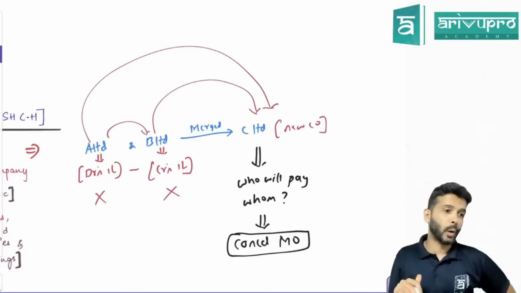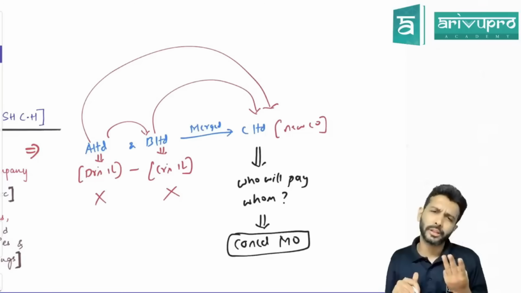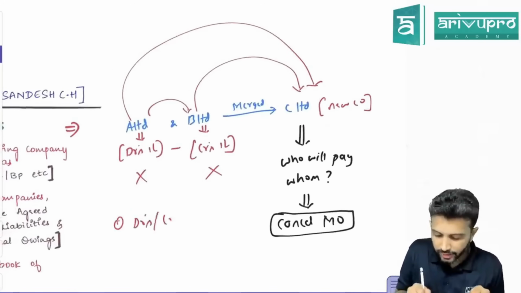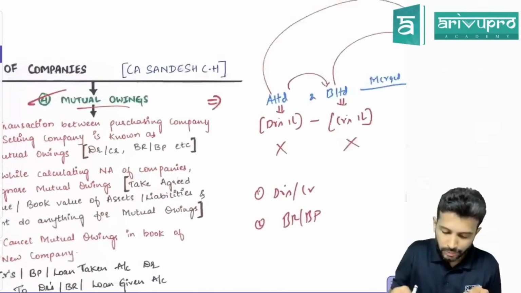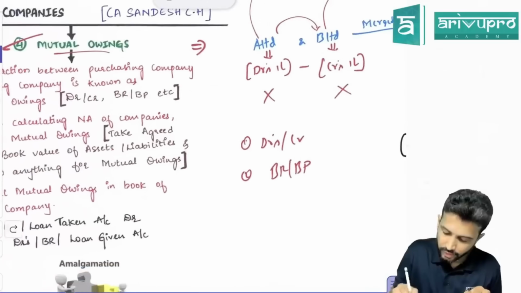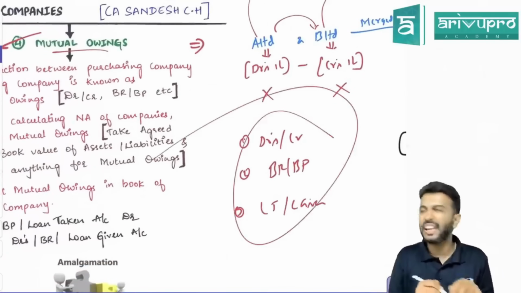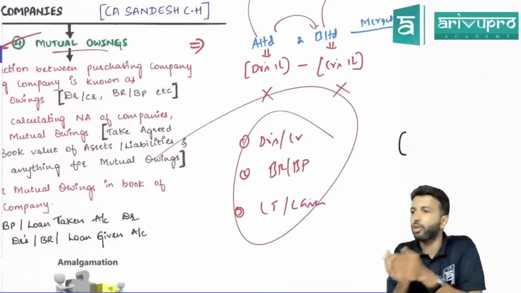Sir, mutual owings usually come in three formats. One is debtor, creditor. Another form is bills receivable, bills payable. Another one could be loan taken, loan given. Usually these are the three forms in which you get mutual owings.